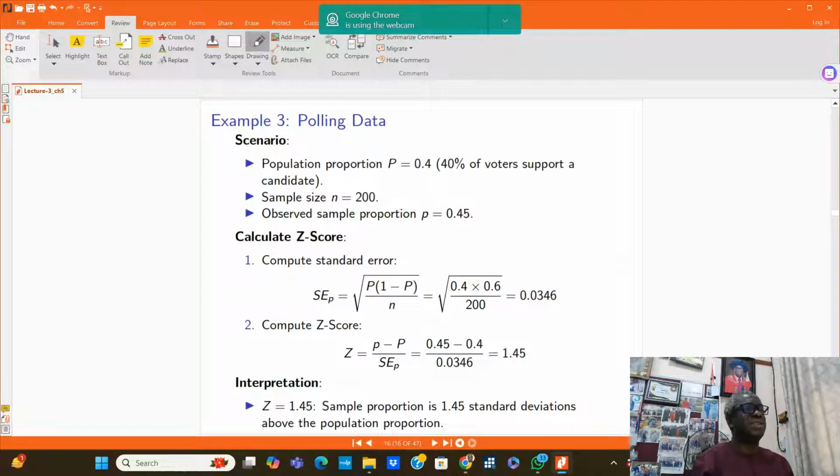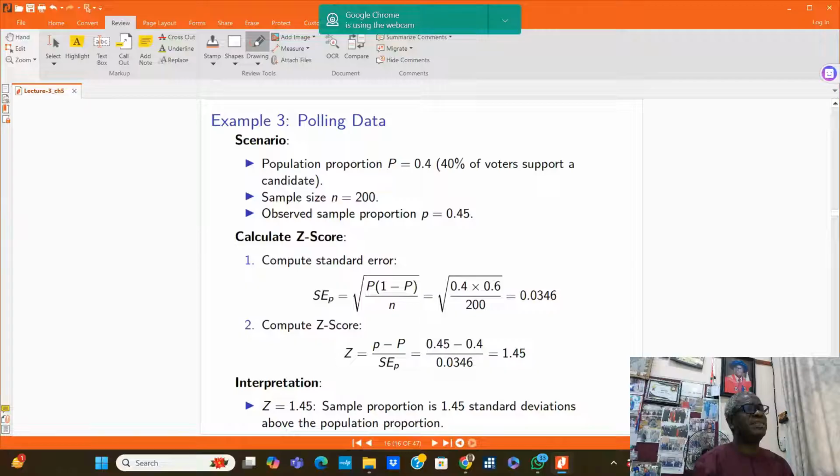So let's look at this very example. Let's revisit the polling data example. The population proportion equals 0.4, which represents 40% of voters that support a candidate. And the sample size, n, is equal to 200.